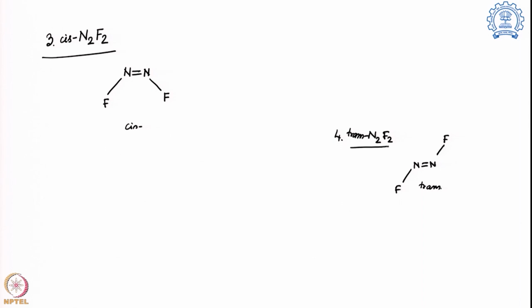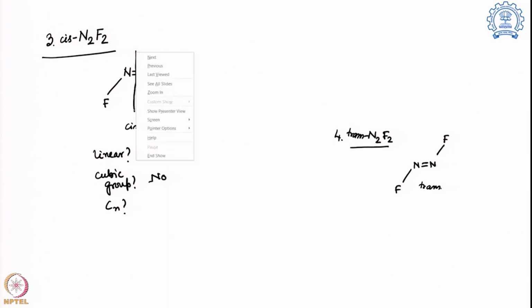We will try to find out the point group of each molecule one by one. First, let us go to the cis. Again, the questionnaire is very similar. Are you linear? The answer is no. Next question is, do you belong to any cubic group? The answer is no. What is the Cn present in this molecule? When you look into it, you can find there is a C2 present over here. If you rotate 180 degrees, the nitrogens exchange places, the fluorines exchange places, but you get a superimposable and indistinguishable form. So, a C2 is present.